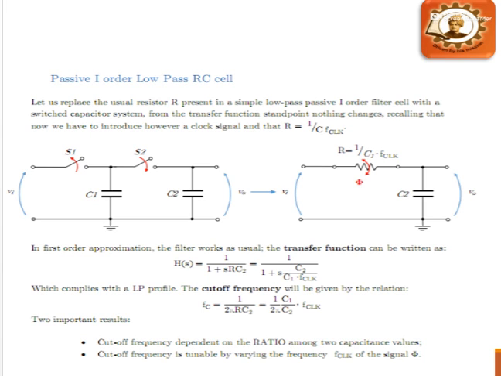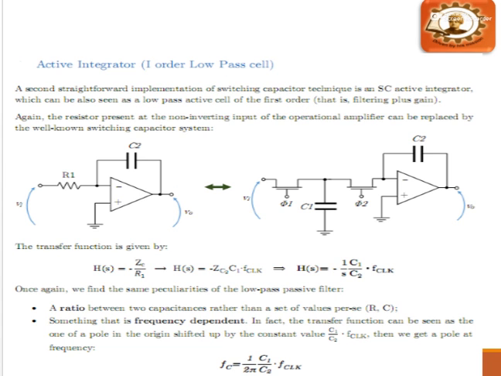The first one is the cutoff frequency. From this expression it is clear that the cutoff frequency depends upon the ratio of the two capacitors C1 and C2, and also the cutoff frequency can be tuned. Tunable means you can change that value by varying FCLK, the frequency of our clock signal. Next example is our first order active low pass filter using an op amp.